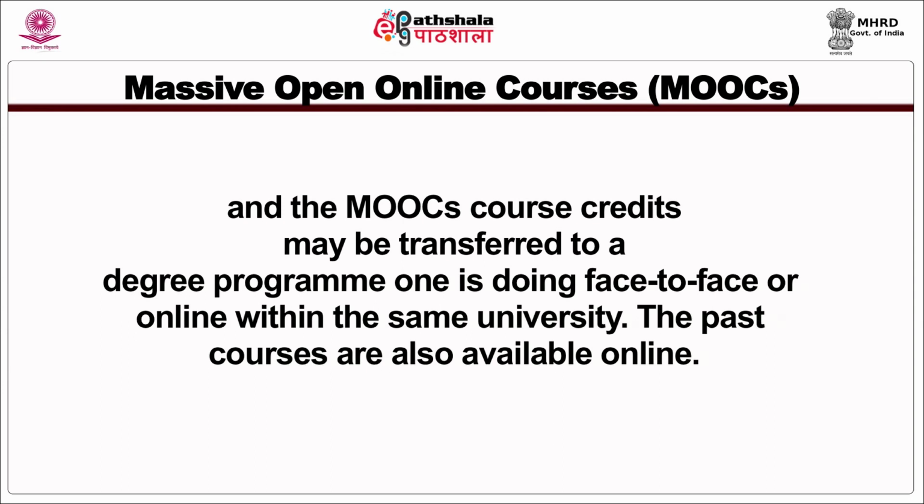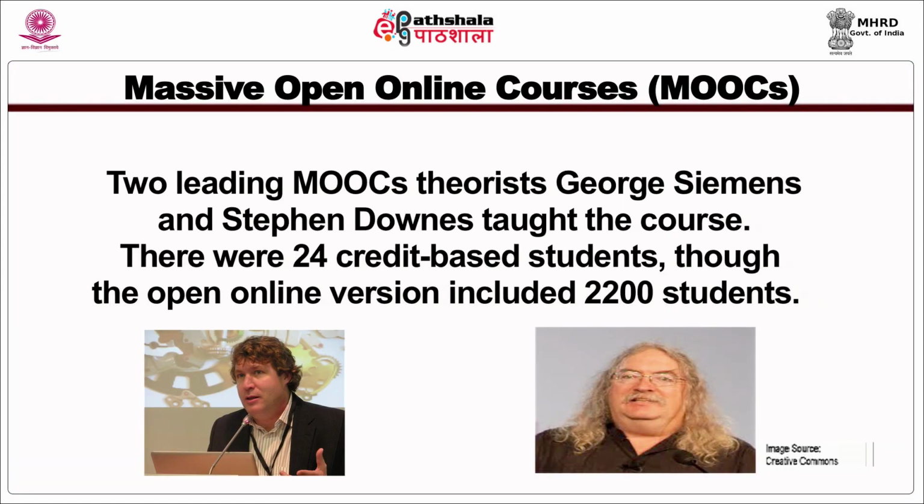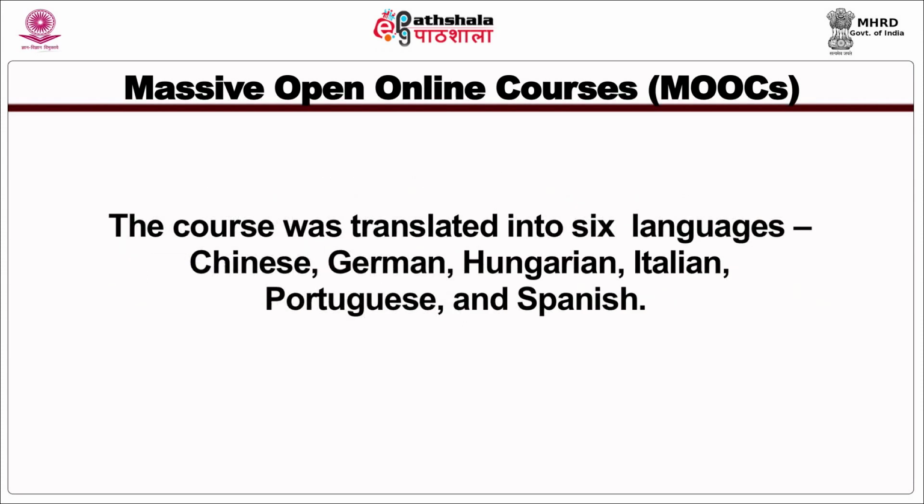The past courses are also available online. The first MOOC, the term coined by Dave Cormier, on connectivism and connective knowledge, was offered in 2008 at the University of Manitoba independently as also within the certificate program in emerging technologies. Two leading MOOC theorists, George Siemens and Stephen Downes, taught this course. There were 24 credit-based students, though the open online version included 2,200 students. The course was translated into 6 languages: Chinese, German, Hungarian, Italian, Portuguese, and Spanish.